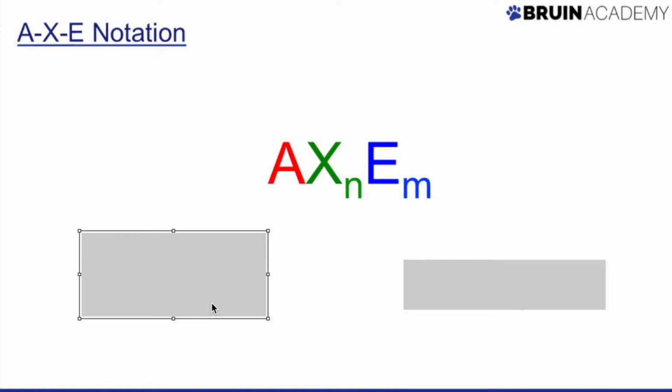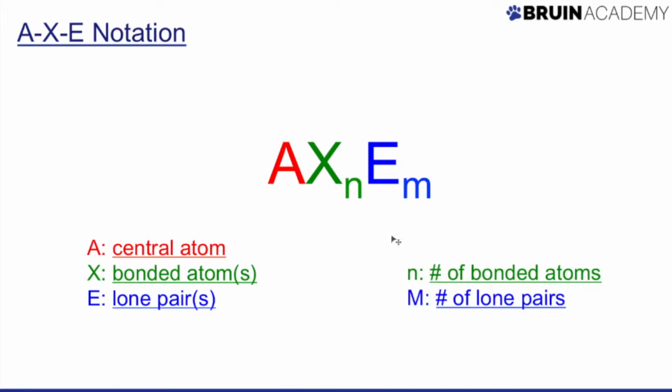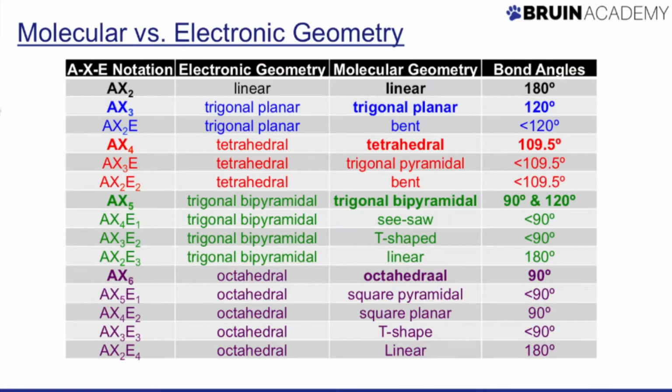The A stands for the central element, X represents bonded atoms, and E stands for lone pairs. Now the N and the M represent the number of bonded atoms and lone pairs respectively. And for every molecule that you're given, if you're asked for the shape, the first thing you should do is to write the AXE notation. Now, the AXE notation can be used to figure out the geometry.